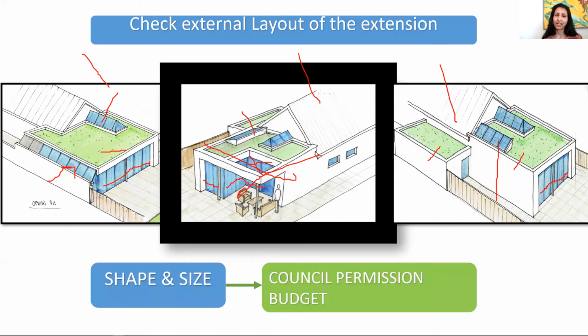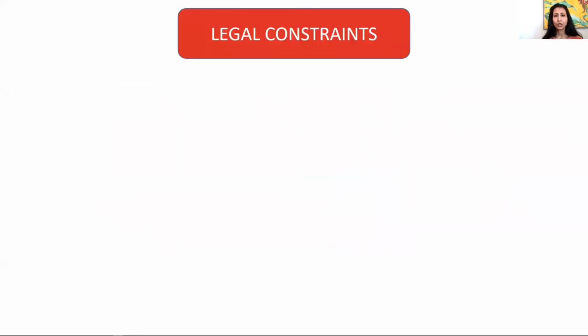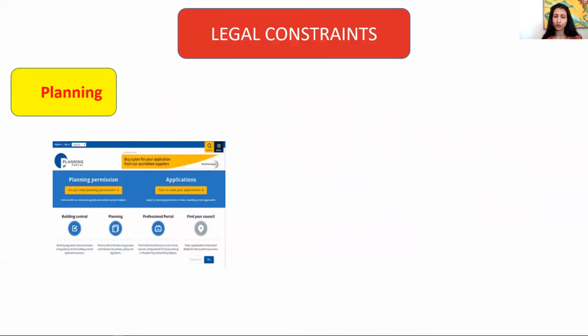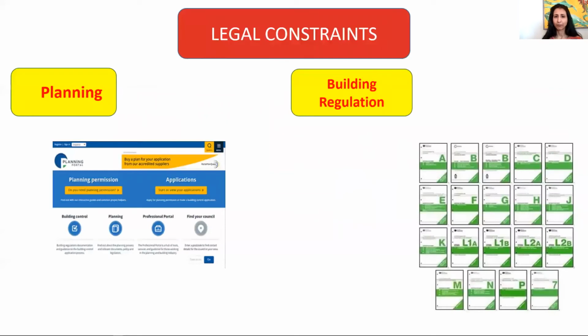So there, the shape and size will help you get your right permission and also help you with your budget. Let's now go on to your legal obligations, which I was just discussing. Your legal obligation for making your extension or renovation refurbishment are towards two main bodies, the local council planning department and the building regulations authority.